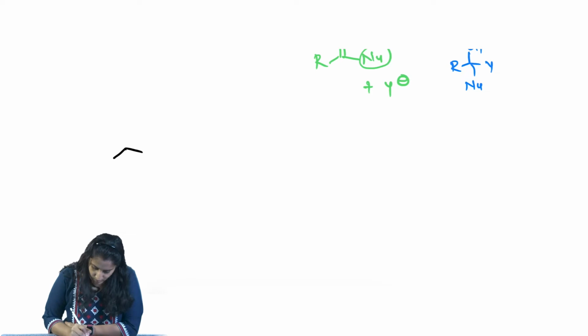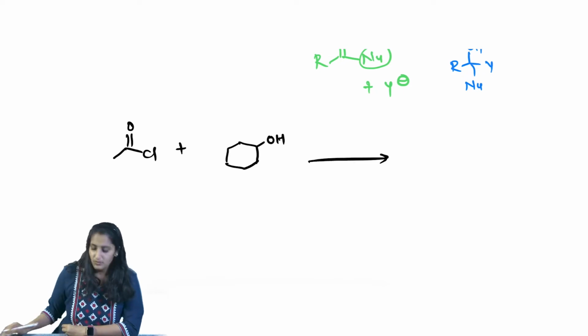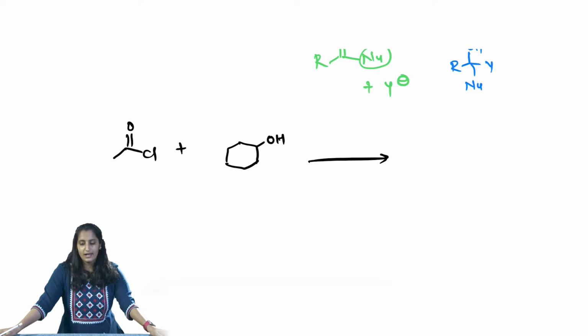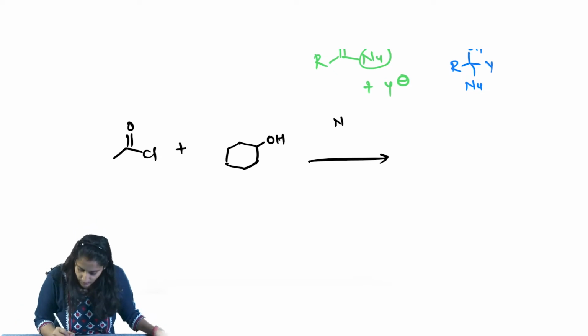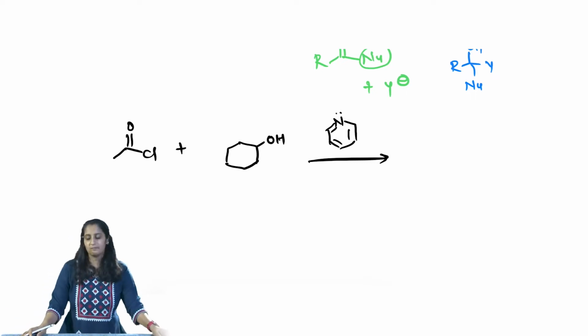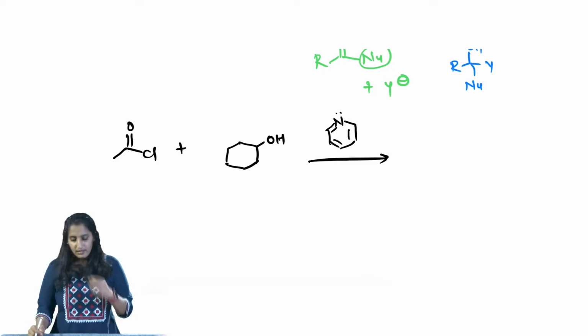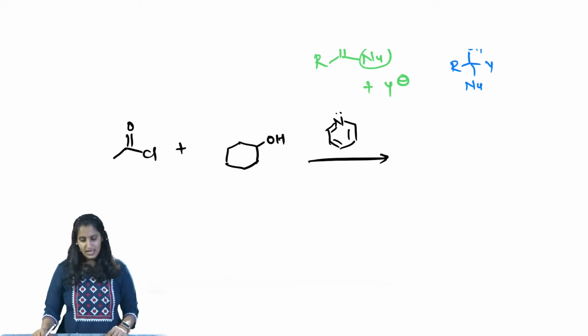So, I am going to start with acyl chloride and I am going to react it with cyclohexanol. Now, I also need some kind of a solvent and a base for this reaction to happen, and that is going to take place with the help of pyridine. So, it is a good base and it is a relatively nice solvent for doing this reaction.